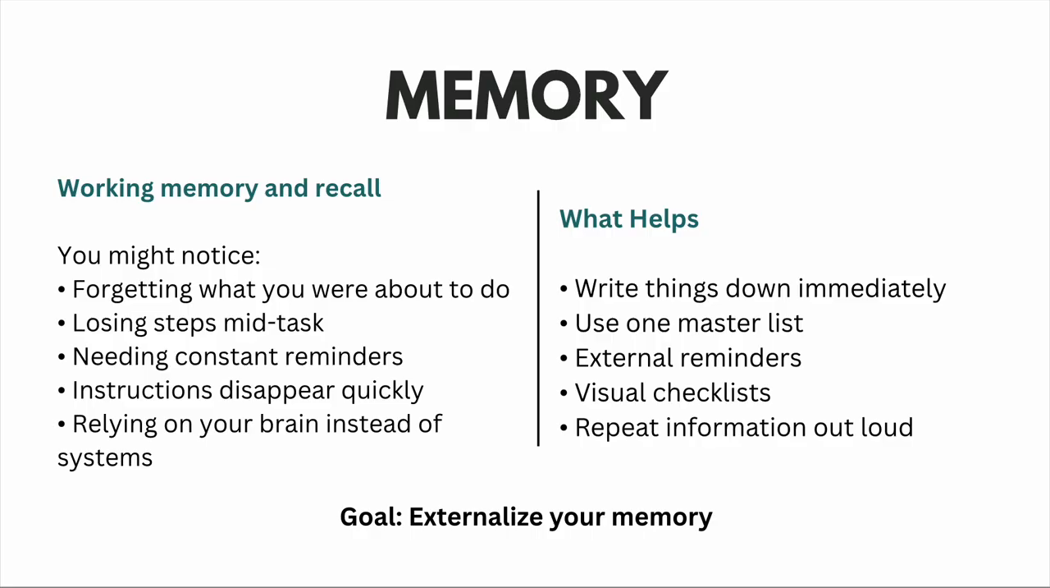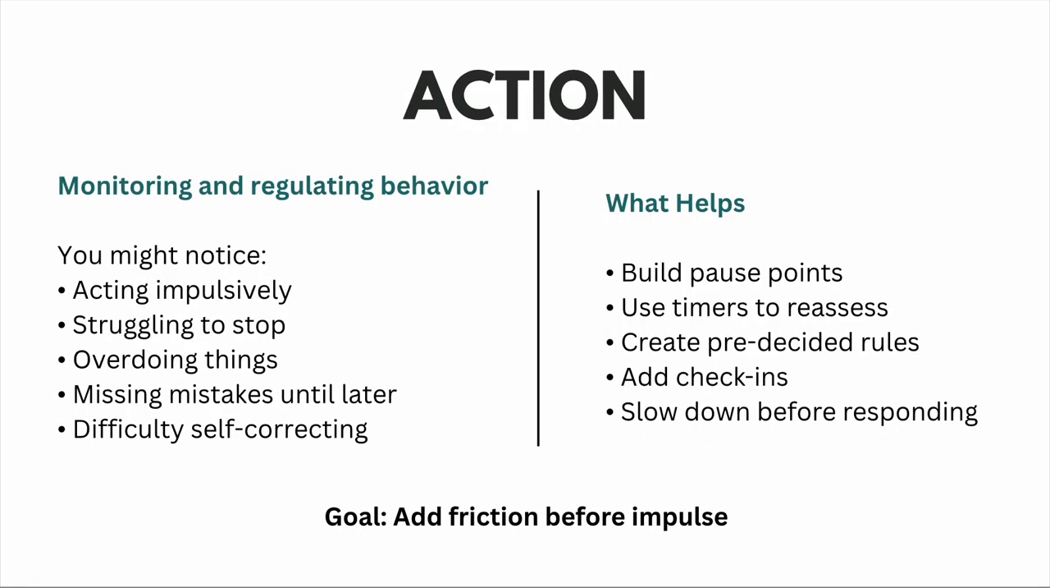Then visual checklists. Make things physical and put them somewhere that you're going to see them when you need them, even if it's multiple ones about the same thing. And then repeat information out loud. It might be hard for you to just keep it in your mind as a thought. It might be easier for you to put it into words, and that way you can continue to say it and remember it. So again, externalize your memory. Trust that you will not remember, and then act from that place.